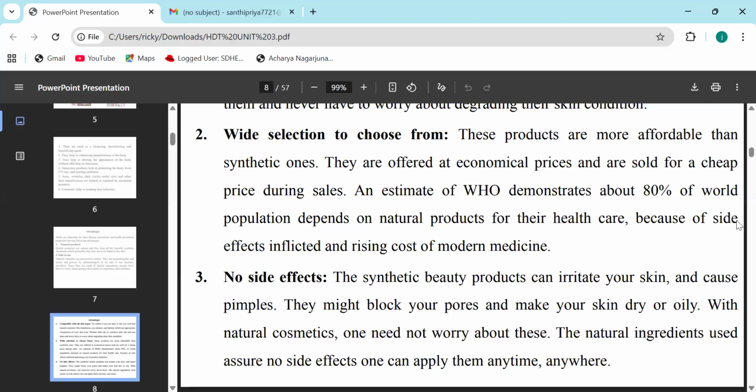While choosing herbal cosmetics, they should maintain the ideal properties. They should be non-toxic and very helpful to all types of skin. Other beauty products can irritate your skin and cause pimples. They might block your pores and make your skin dry or oily. So with natural cosmetics, one need not worry about these. The natural ingredients used assure no side effects, and one can apply them anytime and anywhere.